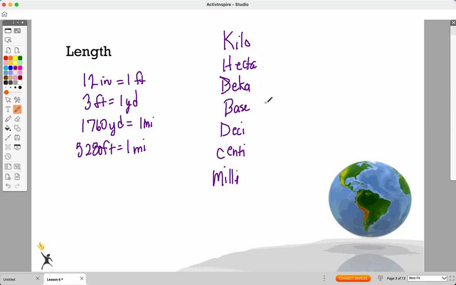So we said the base units are grams, that's for our mass. Then we have capacity, which is a liter. And finally we had our length, which is a meter. Okay, these are our ones.